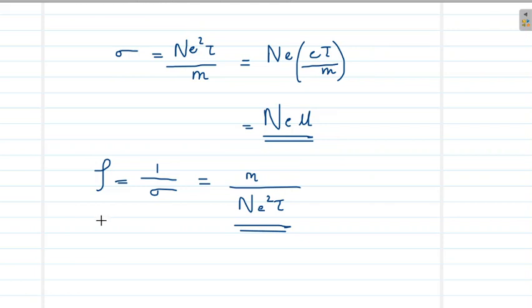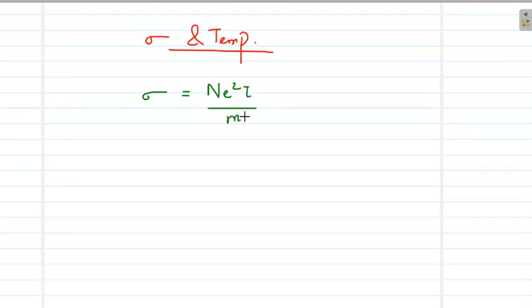Let me add one more point to this discussion. The free electron theory is also able to explain the variation in sigma depending on temperature. Let me explain that too. Sigma and temperature: how is electrical conductivity related to temperature? We have defined one equation for sigma, which is sigma equal to n e square tau by m, or ne mu.